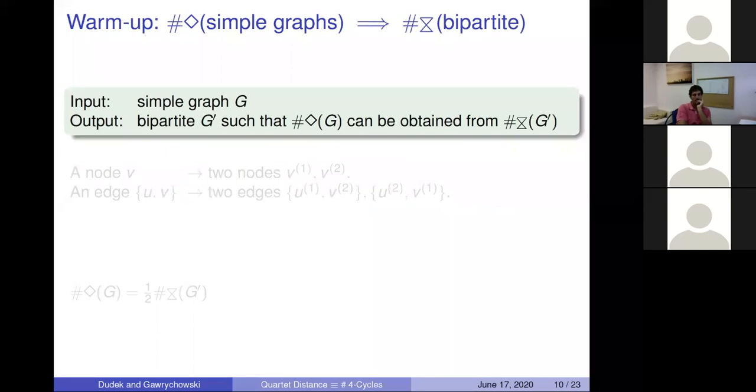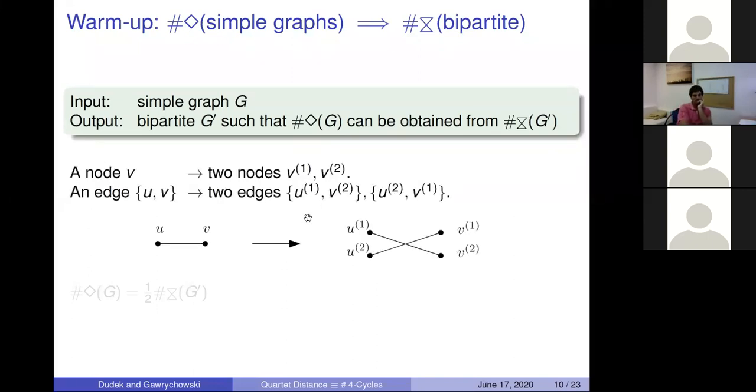Okay, just as a warm-up, we have a chain of reductions, and a very simple reduction from this chain is that if you want to count 4 cycles, I will use the figures to talk about counting some shapes in a graph. If you want to count 4 cycles in a simple graph, this can be reduced to counting 4 cycles in a bipartite graph. So the input is a simple graph, and you want to construct a bipartite graph in linear time, hopefully. And from the number of 4 cycles in the bipartite graph, you want to be able to recover in linear time the number of 4 cycles in the input graph. Okay, so that's the idea.